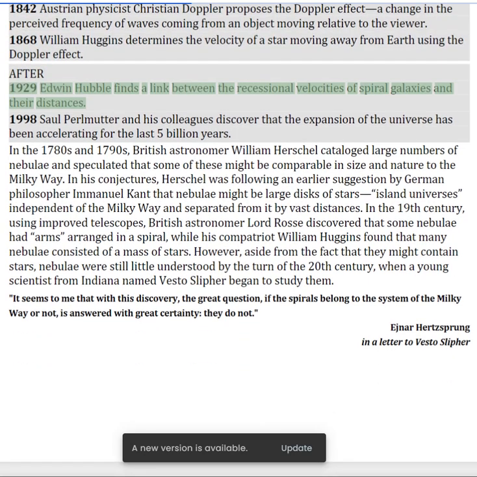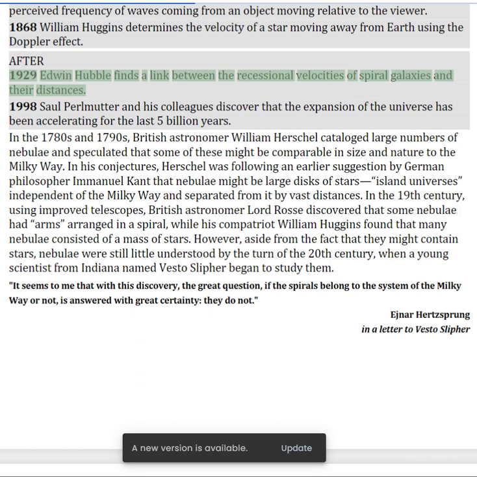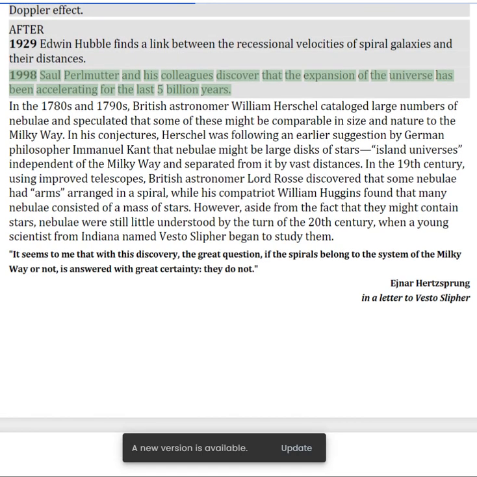After 1929, Edwin Hubble finds a link between the recessional velocities of spiral galaxies and their distances. 1998, Saul Perlmutter and his colleagues discover that the expansion of the universe has been accelerating for the last 5 billion years.